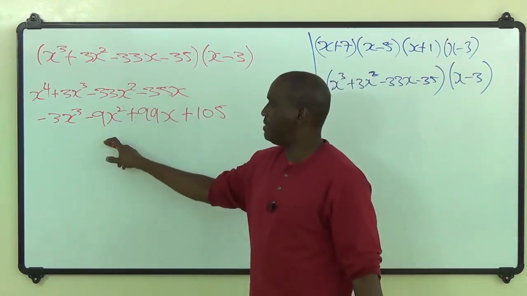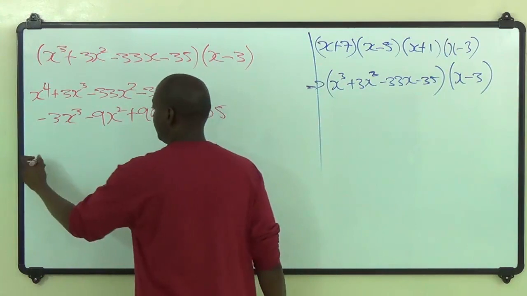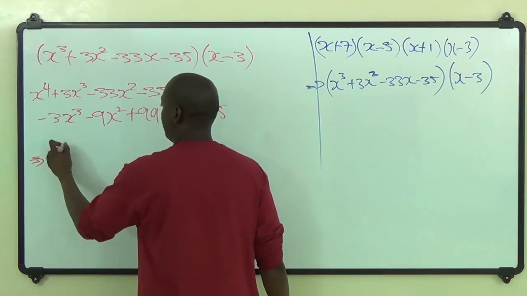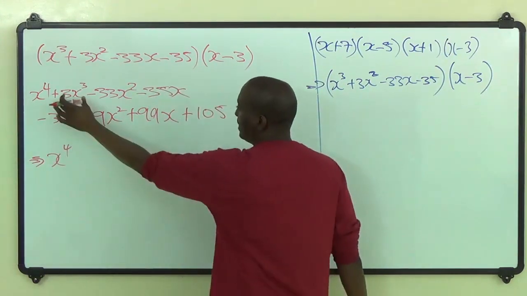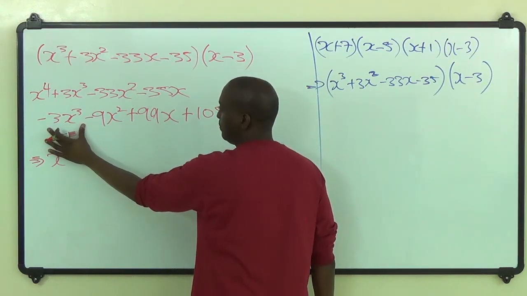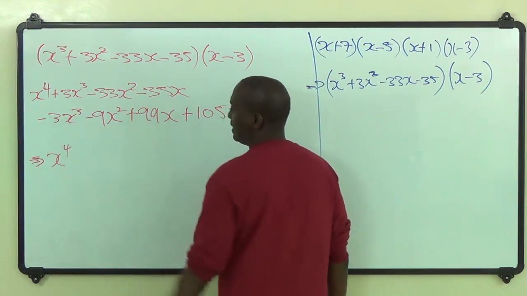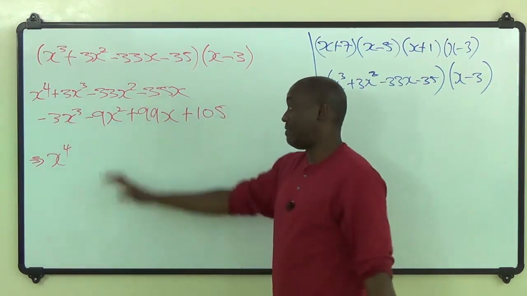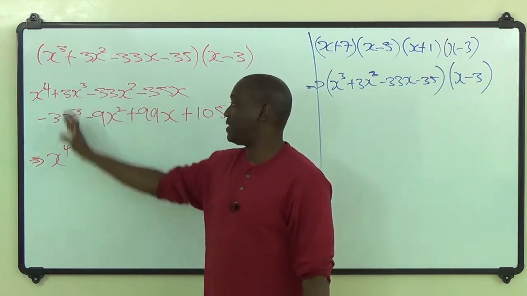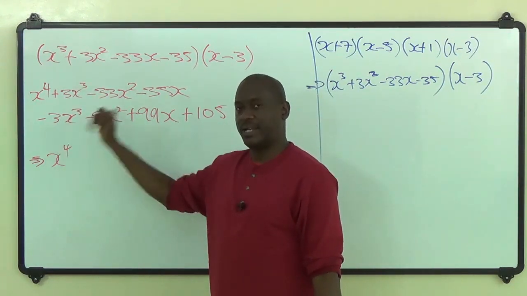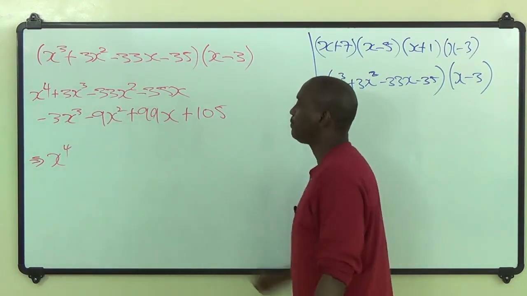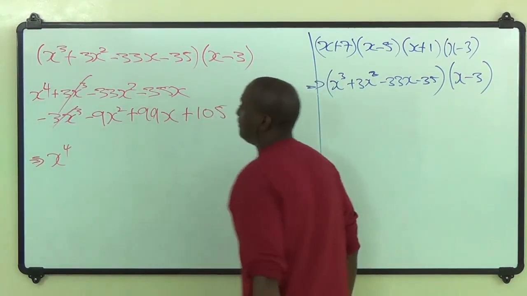Alright? Now we add in. So this plus this, alright? x to the power of 4 is x to the power of 4. You have 3x cubed and you have minus 3x cubed here. So that would be 3 minus 3. That will cancel out to give you 0. So you have a case here now where the x cubes actually cancel out. Right? That has happened sometimes too. So we could take this out of the picture.